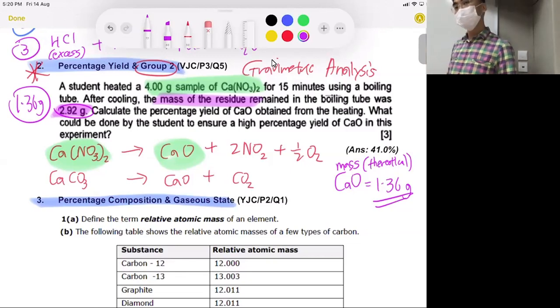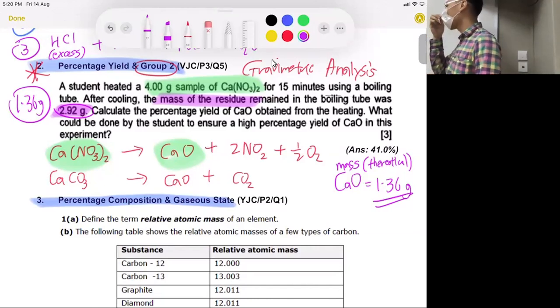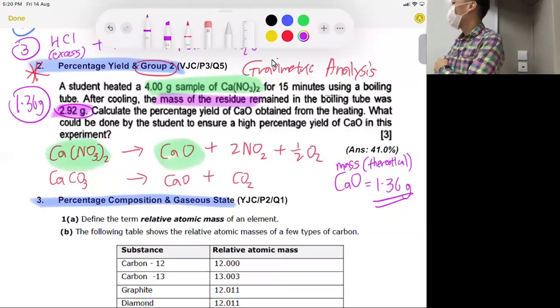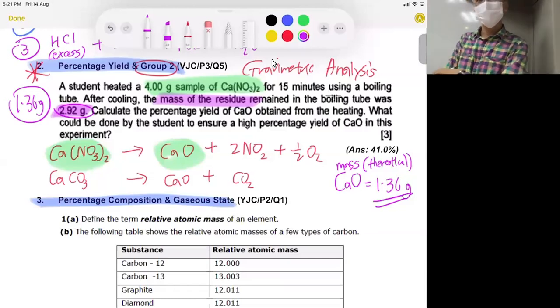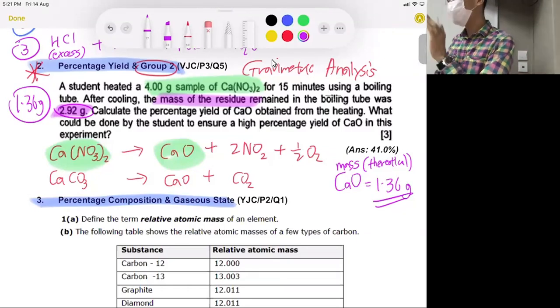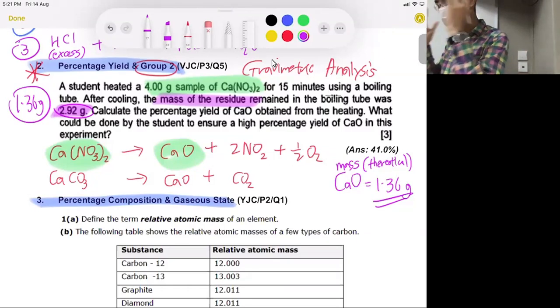It's not pure? No. If it's not pure, usually we will tell you. Usually it will be quite upfront to tell you that this sample is not pure. We will not hide it from you that much. It is pure, let's take it as pure. Any other ideas? Daryl, you try. Why is it that the residue is heavier? Think simple.